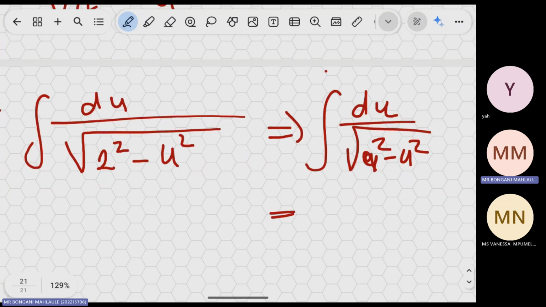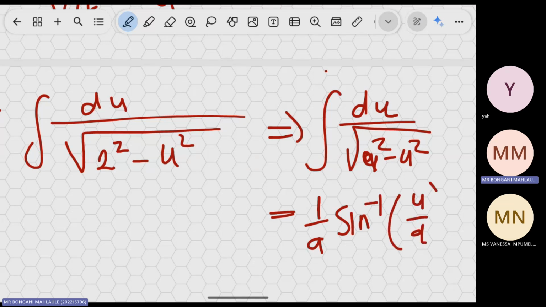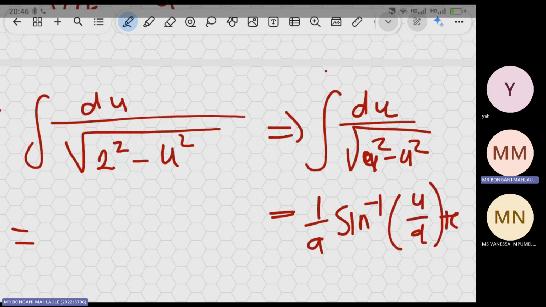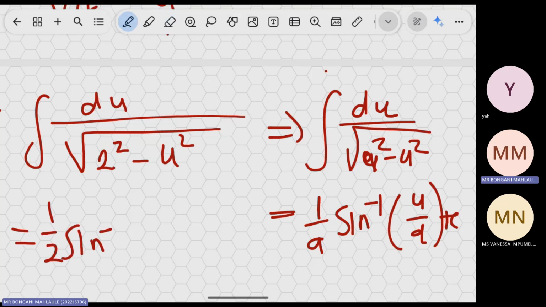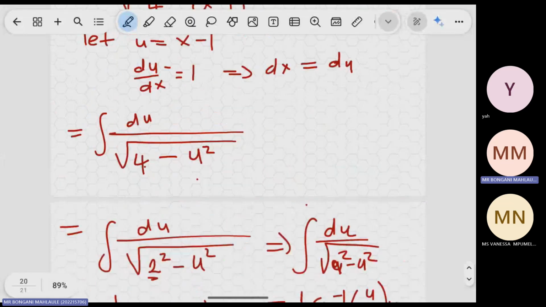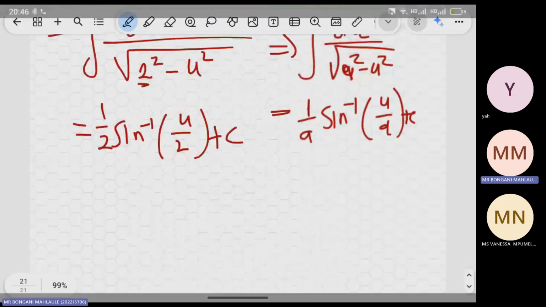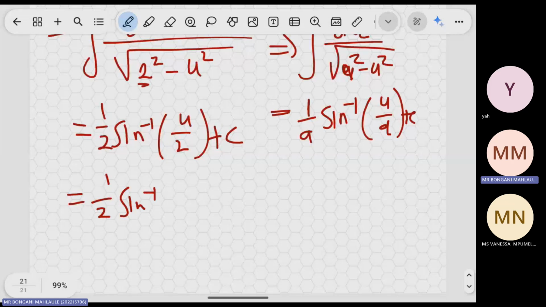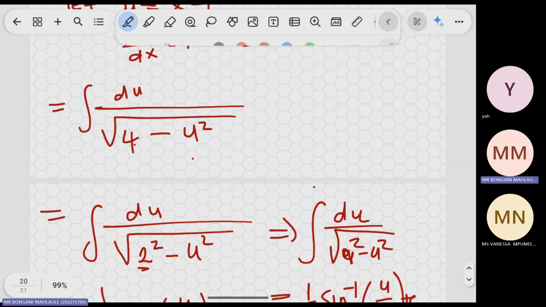A squared. We say this will be equivalent to what? To 1 over a, the arc sine of u over a plus c. So now you should not be surprised when I say the answer will be 1 over 2, the arc sine of u over 2 plus c. Then what was the value of u? You replace it back. It will be x minus 1. So 1 over 2, the arc sine of (x minus 1) over 2 plus c.